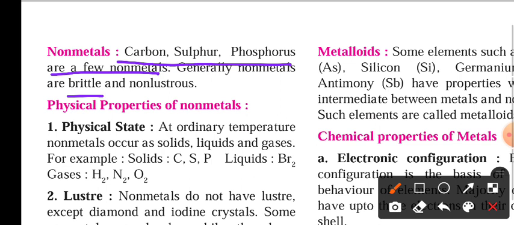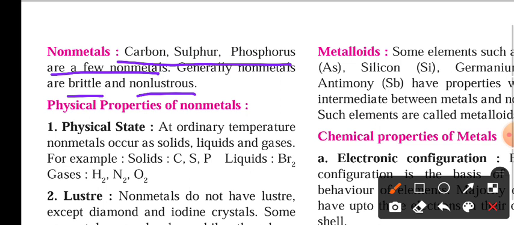So this kind of nature of the particular material is what we are calling brittle, meaning they are easy to break. And another property is non-lustrous, just the opposite of lustrous. Lustrous we studied in the metals, where they shine if we polish them. Non-lustrous means it doesn't matter how much you polish it, it's not going to shine. If we rub a piece of chalk for 1 minute or 1 hour, it's not going to shine.